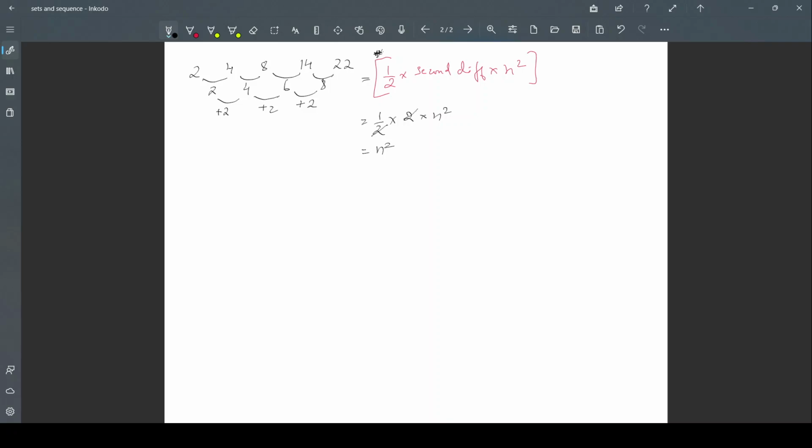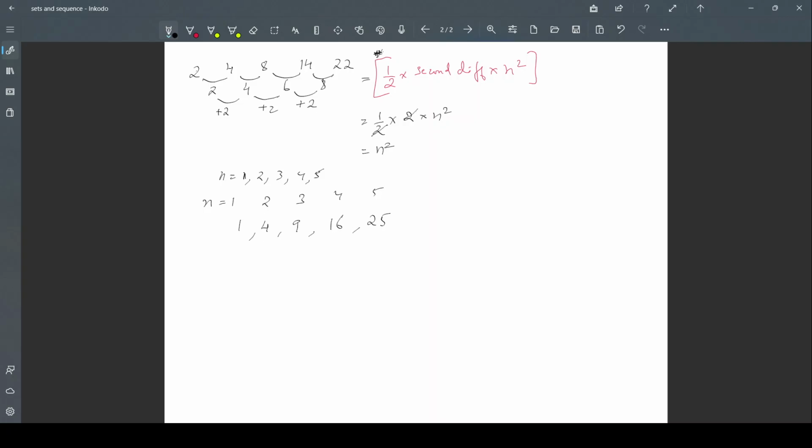Now what we will do is put the value of n as 1, 2, 3, 4, 5, because 5 numbers are there, so we'll use 5 values till n is 5. If I put n equal to 1, I'll get 1, because 1 square is 1. If I put n as 2, then 2 square is 4. If I put n as 3, then 3 square is 9. 4 square is 16. 5 square is 25. These are the values that I put here.